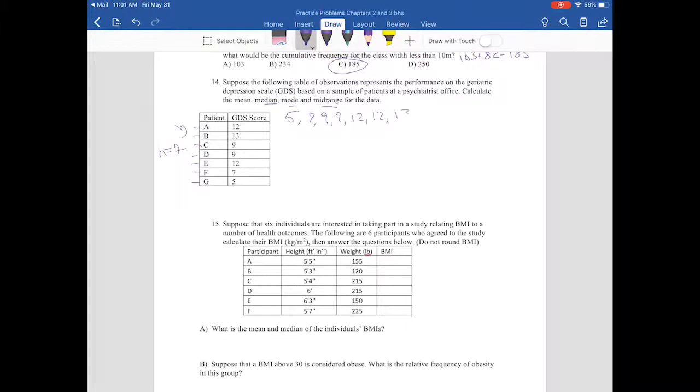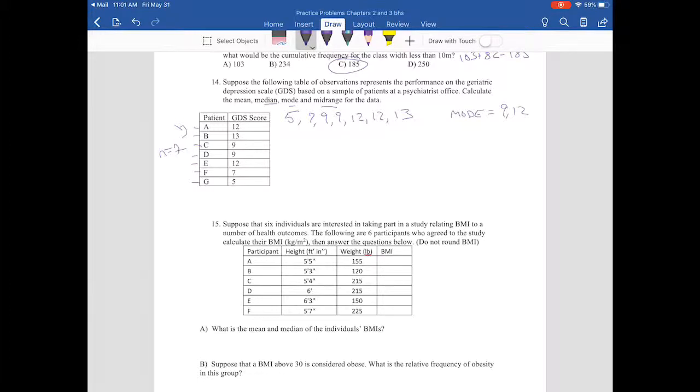So we already know that we're going to have 2 modes. Mode is the most common value that occurs. So we're already looking and we know we're going to have 2 modes here. So we're going to write mode is equal to 9, comma 12.